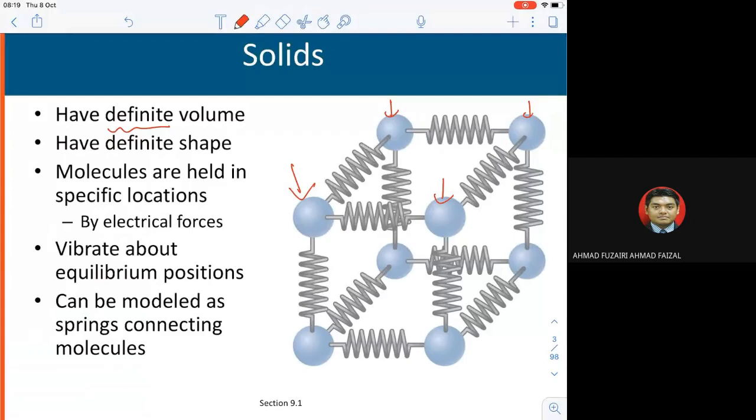But in this topic, when a solid is deformed, we will see that a solid, which has specific locations for its molecules, may be deformed. Deformation means we can change the nature of the solid. We talk about that later on. The molecules vibrate about the equilibrium position, from one time to another, but the vibrations are held at specific locations, so it almost doesn't move anywhere.